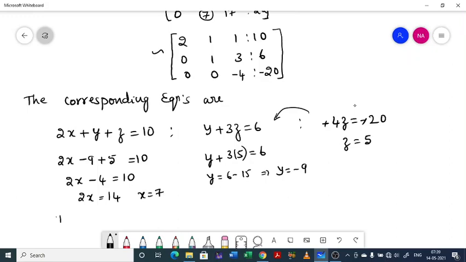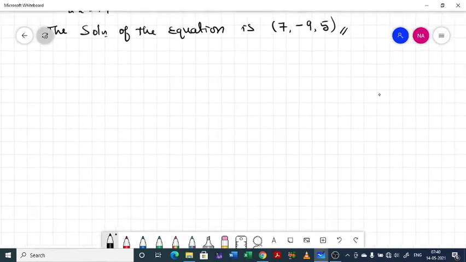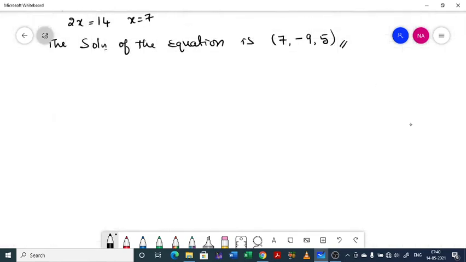So the solution of the equation is 7, minus 9, 5. So that is the way we actually follow to find the solution of a given system of equations. Next, problem B.